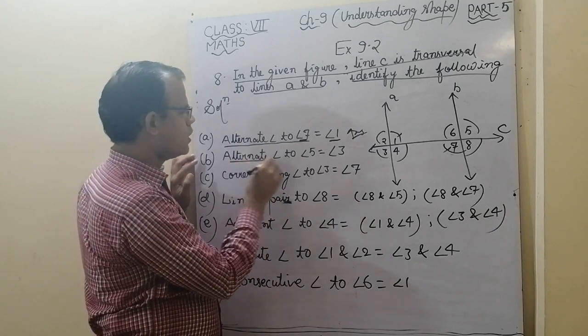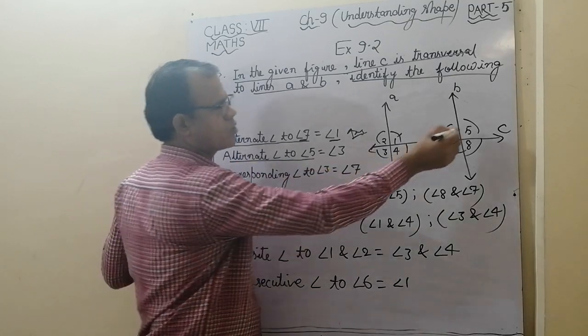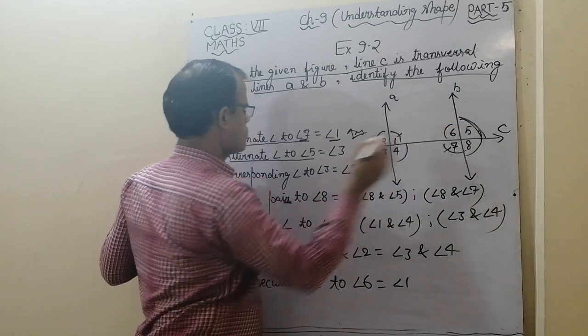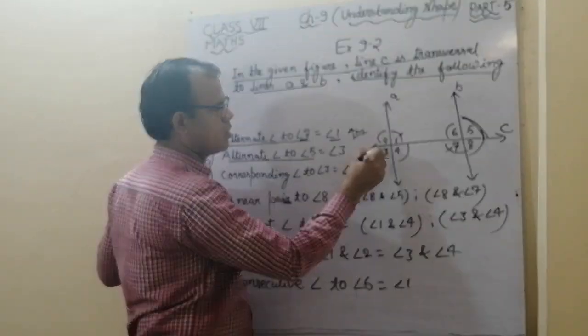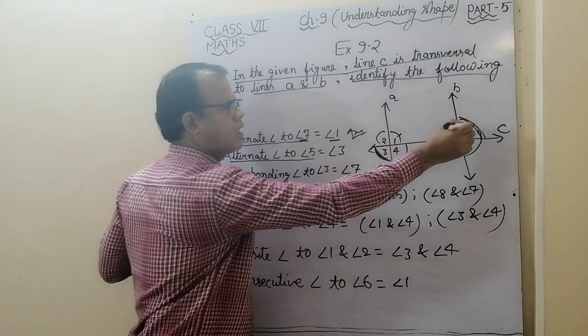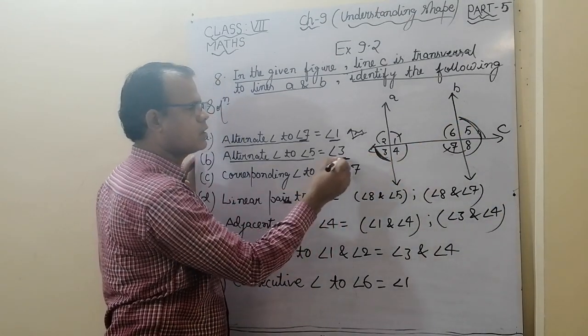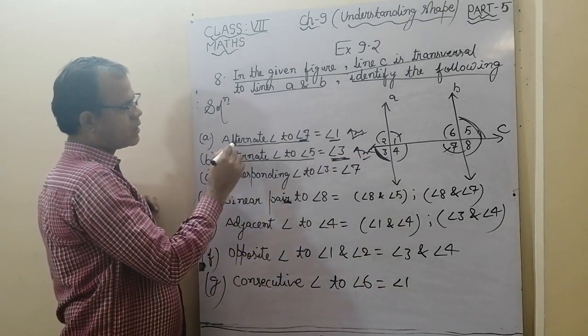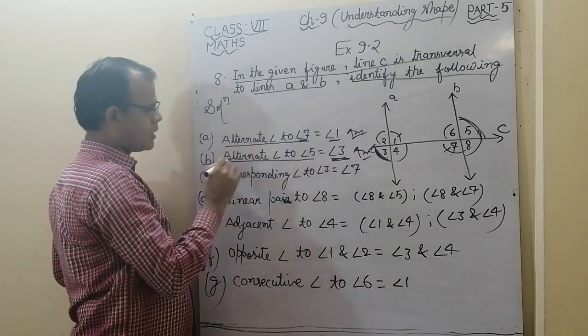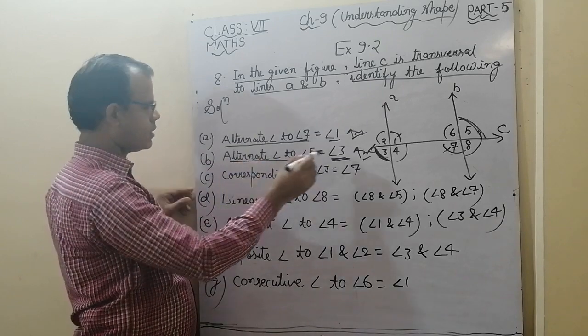Next, alternate angle of angle 5. So this is angle 5, and this is talking about alternate exterior angle. So the alternate exterior angle of angle 5 is angle 3. Okay student, A part is alternate interior angles and B part is alternate exterior angle.